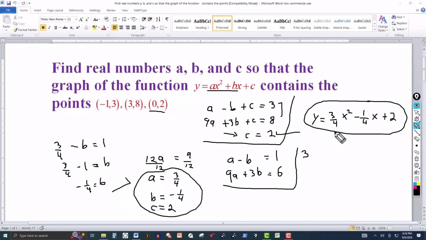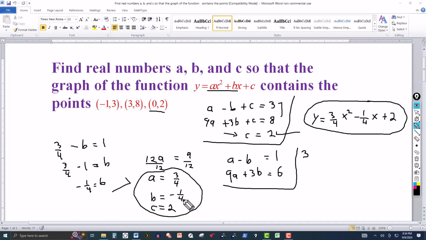And you can check your answers here. If you plug in -1 where the x is, you're going to get 3. You plug in 3 for the x, you're going to get 8. And of course if you plug in 0, everything gets wiped out except the 2. You get 2 for the y. So that's the solution for this one.